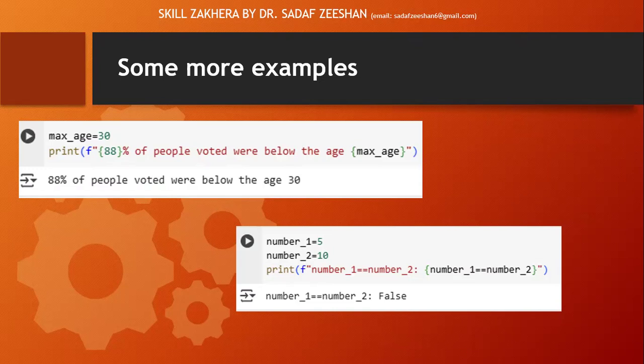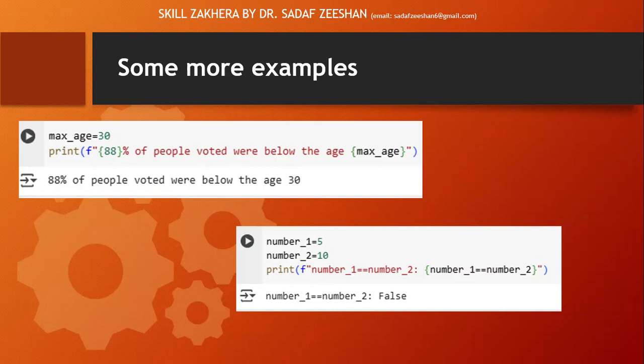88% of people voted were below the maximum age. So maximum age is also a variable, and it is going to be replaced with 30. So when I print this, since 88 is a number, it is going to be displayed, but ideally we should also assign this as a variable. But this is also not wrong. This can be read. 88% of people voted were below the age, and maximum age is also a variable, so it is going to be replaced with 30.